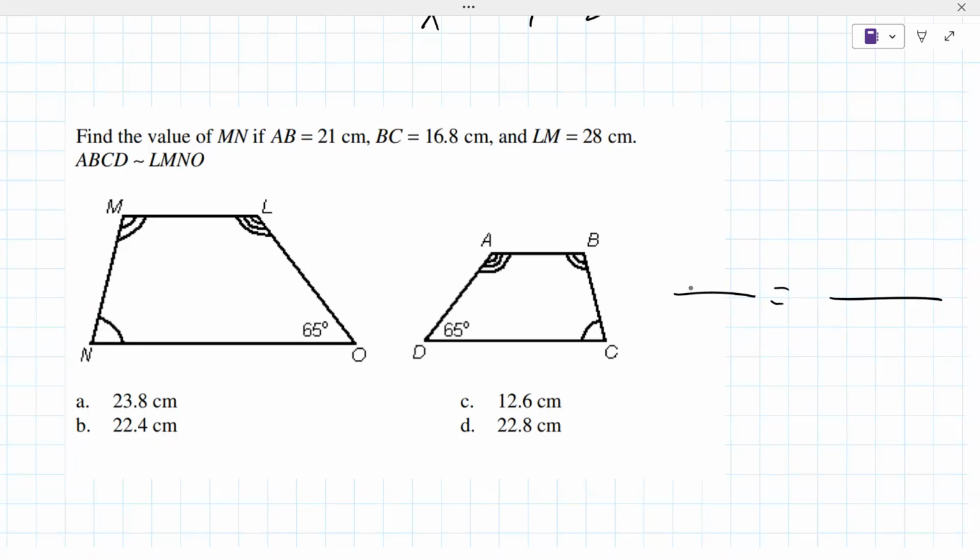12.6 centimeters. Okay, tell me your proportion. Tell me what you put where.